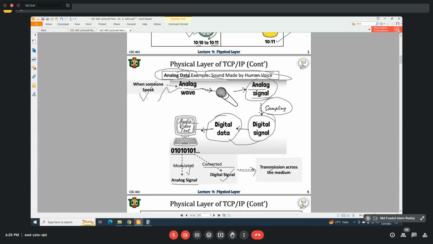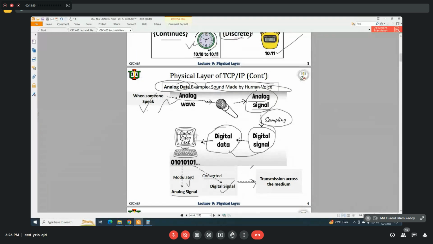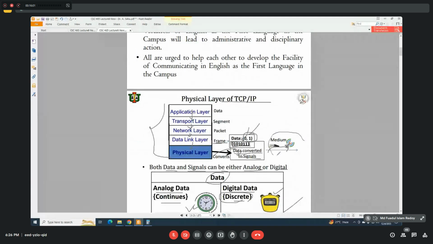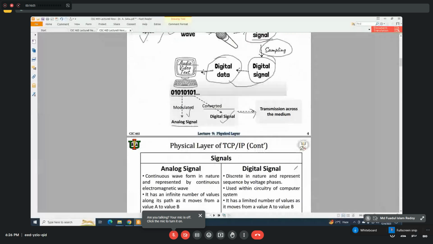Is it clear? Sir, what does modulated mean here and what does converted mean? The modulation technique is actually how the data is going to be converted to the analog signal or digital signal. Okay, yes sir. And what does transmission across the medium mean, sir? It means that after that the data is sent through the medium. It is actually this one, your medium. Yes sir, I understand. With air or with wire.